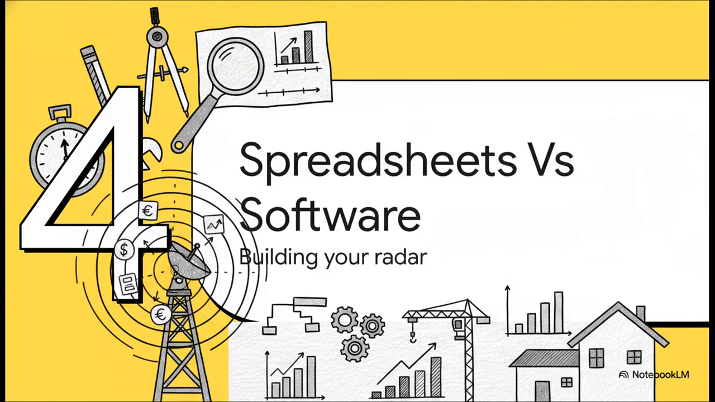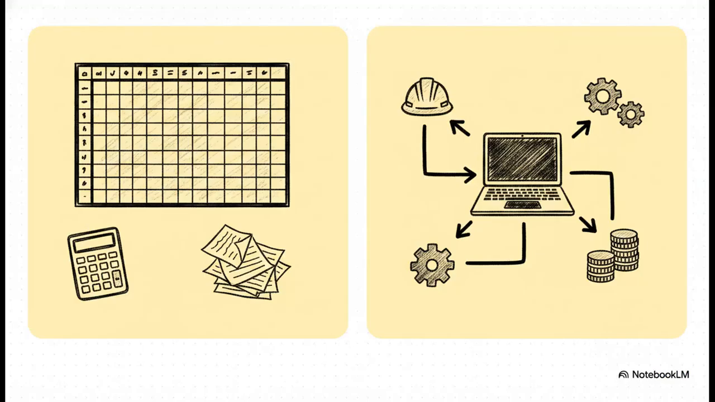Section 4. Spreadsheets versus integrated software. Building your radar. Of course, having foresight means you need the right tools to make sure your radar is actually accurate. The industry kind of splits into two main camps here. First up, we've got standard spreadsheets like Microsoft Excel or Google Sheets. These are definitely the most common. They offer total flexibility, you can build custom templates, and honestly, they're usually the best fit for individual projects and SME contractors. On the flip side, you've got integrated software.